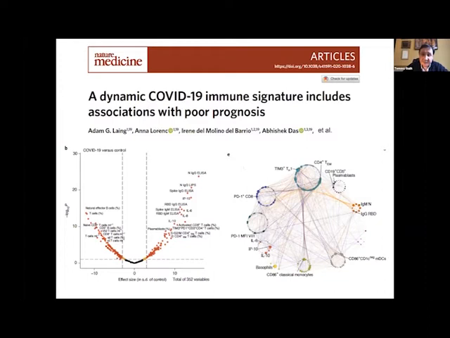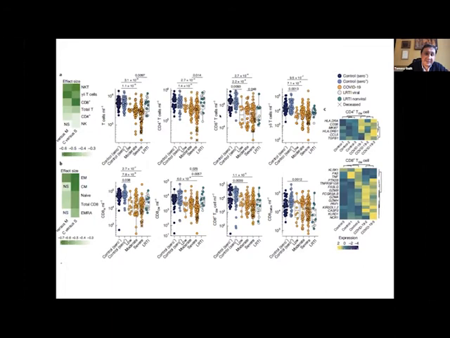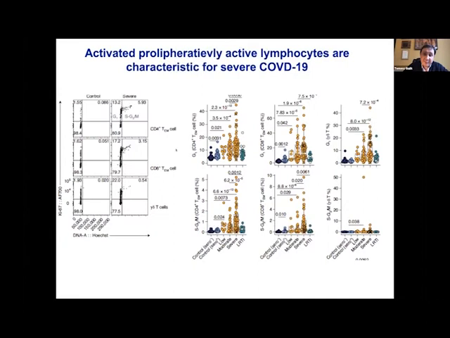But if we want to focus on lymphocytes and CD8 cells in particular, they have confirmed again that even in the most severe patients of COVID-19, there is actually decrease in total CD8 cells and total lymphocytes in the general population. But similarly to the other authors, they found that activated proliferating cells are more prevalent in patients with severe COVID-19, which is kind of a common feature of this.